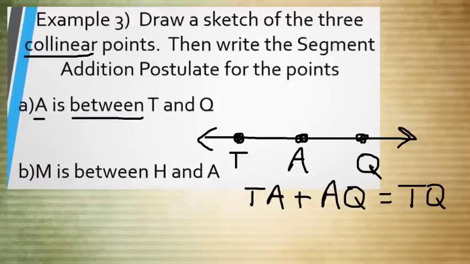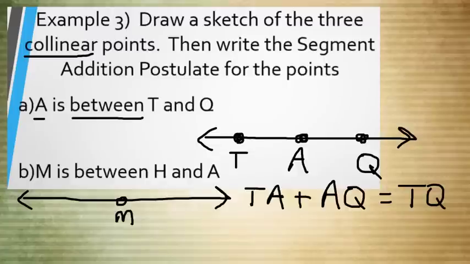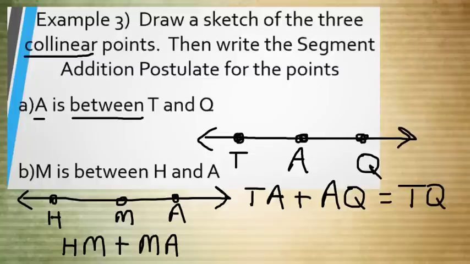So what I want you to do is pause the video, and then you can check to see if you did B correct. Okay, let's see if you did B correct. So again, we want to draw our 3 points. M doesn't have to be right in the middle, but it has to be at least between them. So H and A. And again, we're going to write for the segment addition HM plus MA equals HA.